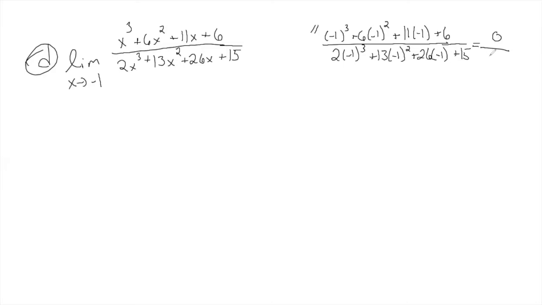Okay, looks like L'Hopital so far. But it could be just a number on the bottom, so we should double check. 2 times, again, -1 gives me -2. Plus 13 gives me 11. And then I have a -26 plus 15, that's going to be negative 11. So I have 11 minus 11, which of course is 0. Okay, so L'Hopital does apply, and we have to go through that. It's not just as simple as plugging in.